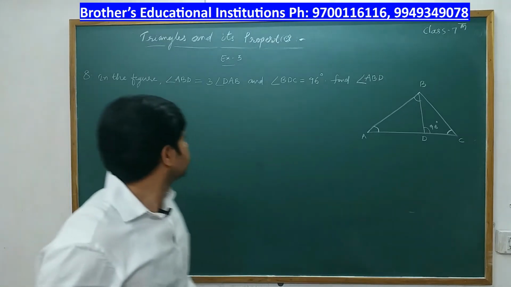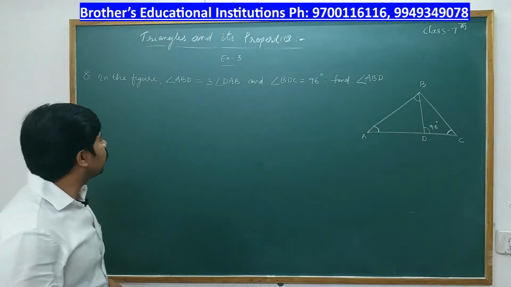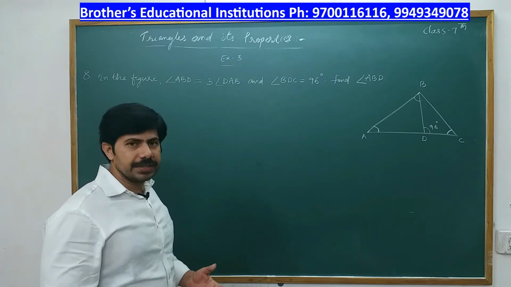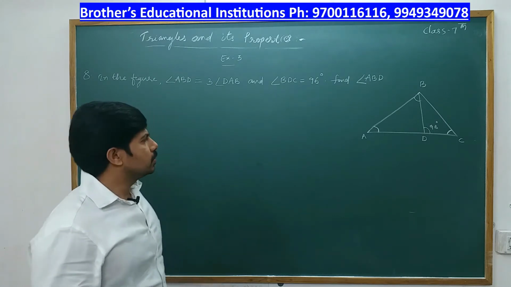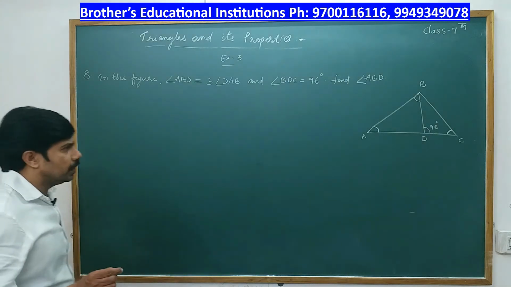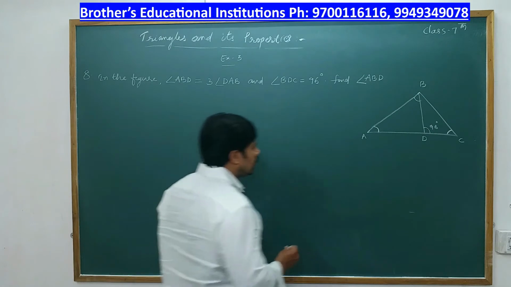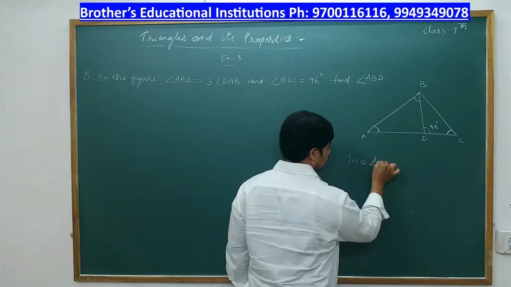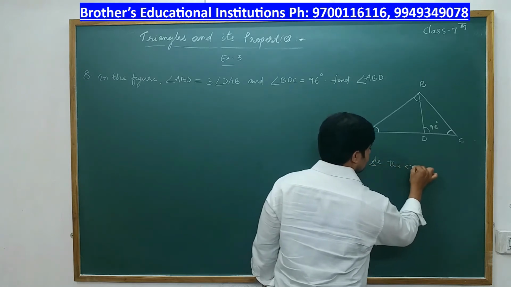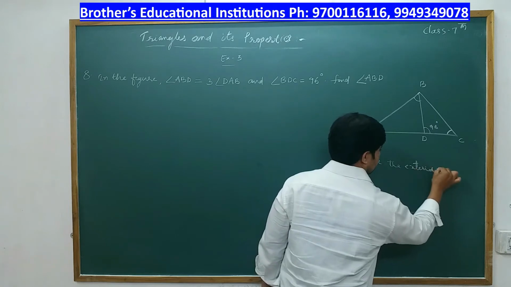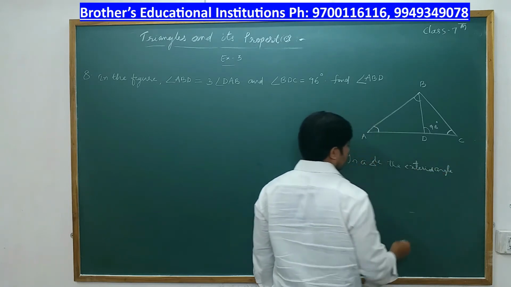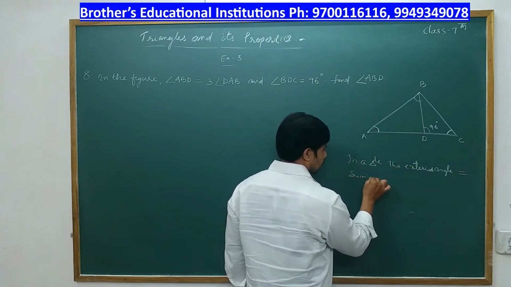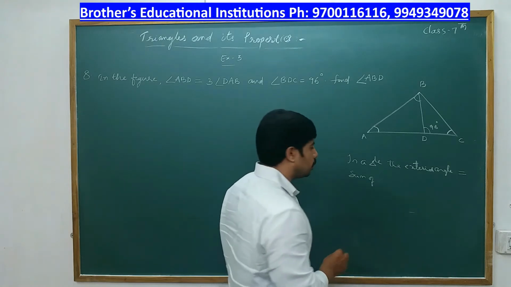Next problem. In the figure, angle ABD is equal to 3 times angle DAB, and if angle BDC is 96 degrees, you have to find out angle ABD. So before doing this problem, we'll discuss one property. See, in a triangle, the exterior angle is equal to the sum of two interior opposite angles.